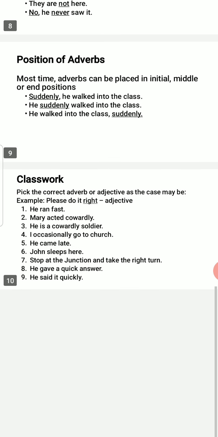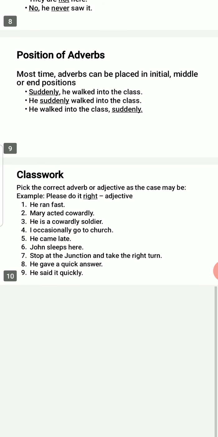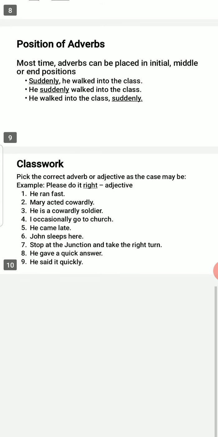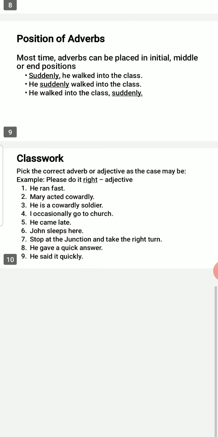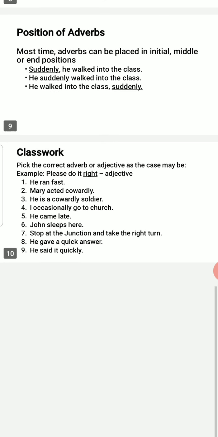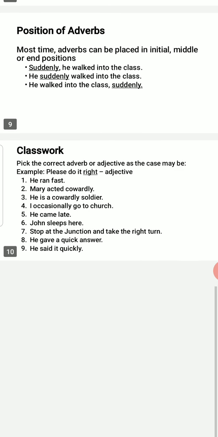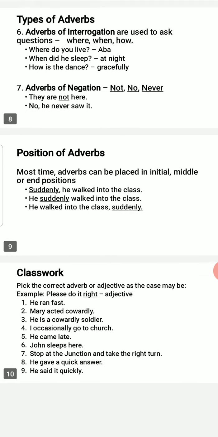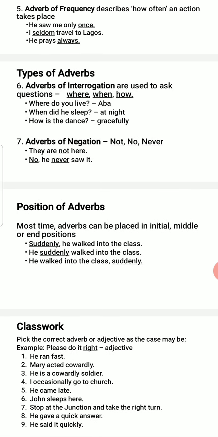But in the second sentence, I'm placing that at the middle of the sentence. He suddenly walked into the class. Then in the last sentence there, I place it at the end of the sentence. He walked into the class suddenly. So the choice is yours. You have to choose where to place your adverb, whether at the beginning of the sentence, in the middle of the sentence, or at the end of the sentence.